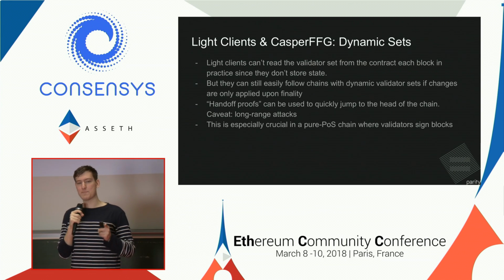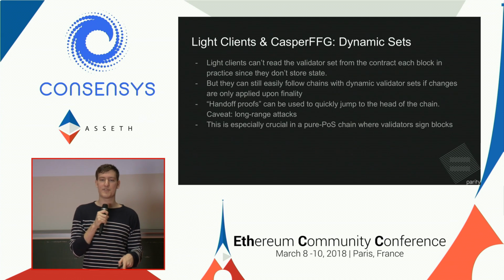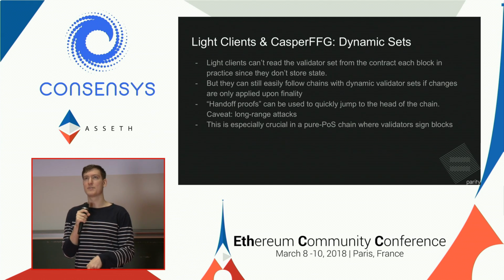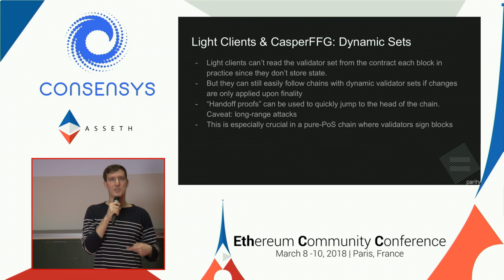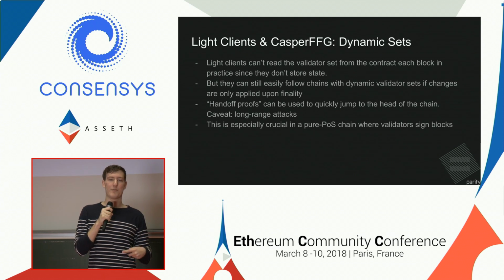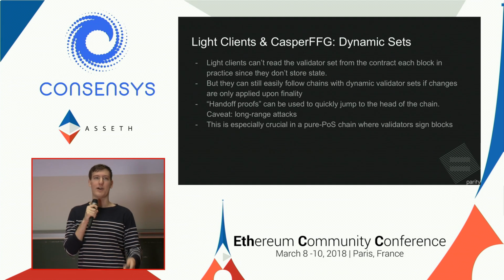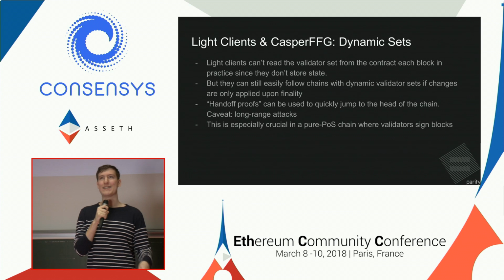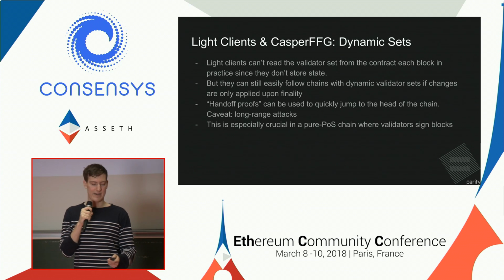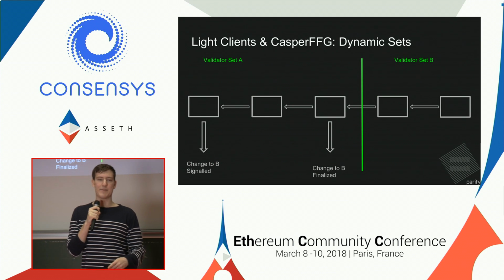And this is actually especially crucial. This dynamic sets approach is really crucial in a pure proof of stake chain where validators sign blocks. So right now, it's possible just to follow that total difficulty from mining, but when the block verification itself involves checking signatures on a block and not doing proof of work verification, we need light clients to be able to follow that.